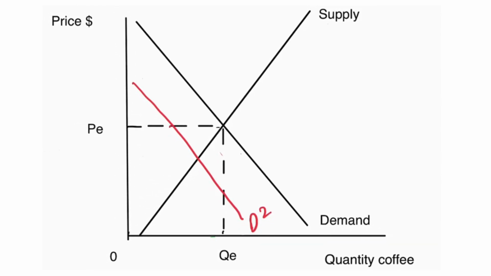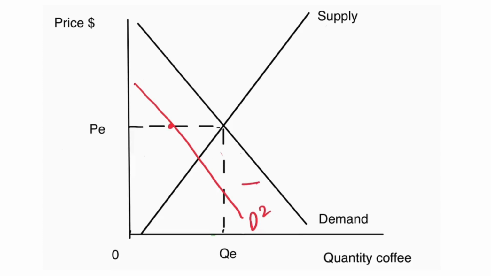At the original price of coffee, demand is now much lower, leading to an excess supply or surplus. In other words, at this price, more coffee is available than people are willing to buy. The market cannot stay like this because producers are left with unsold stock. This is where the price mechanism comes in.